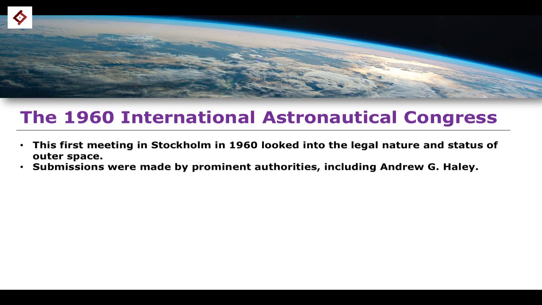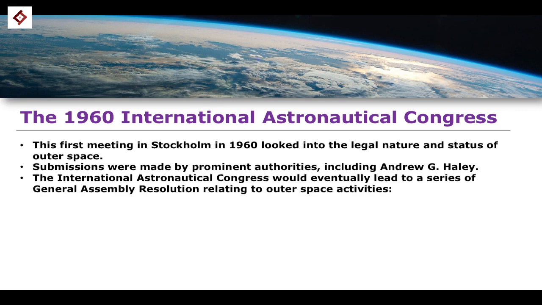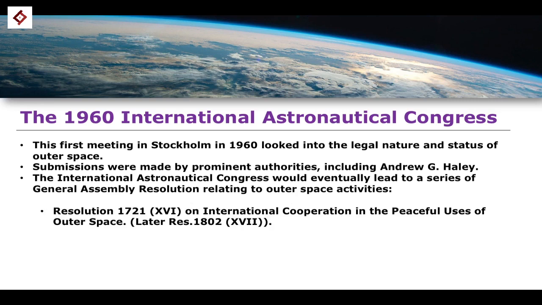So essentially what happened at this Congress was submissions would be made by prominent authorities, including our good friend Andrew G. Haley, who wrote the textbook around the same time as this International Astronautical Congress, talking about what the law ought to say in terms of how it operates at the moment, and so started to really get some of these ideas onto paper. And it would lead to the creation and the establishment of two major General Assembly resolutions related to outer space activities. So the first resolution was Resolution 1721 on international cooperation in the peaceful uses of outer space.